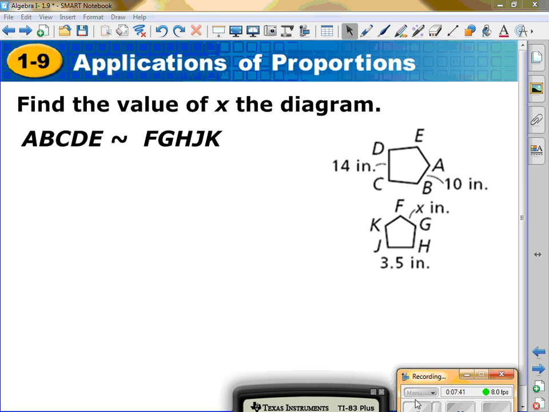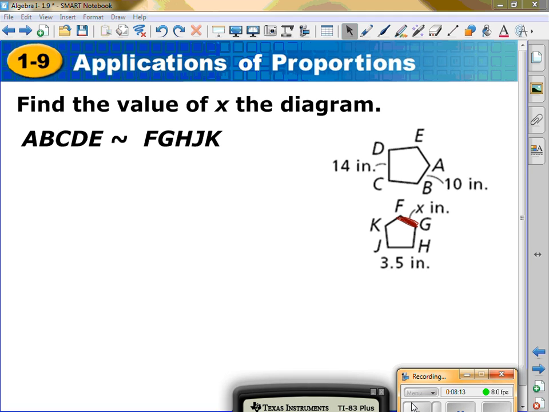I have pentagon ABCDE is similar to hexagon FGHJK. I want you to find x. X is right here. I want you to set up the proportion to find x. Everyone has had time to write it down and try to set it up.